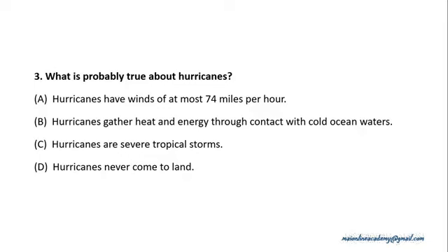Evaporation from the seawater increases their power. Hurricanes have winds at least 74 miles per hour. When they come onto land, the heavy rain, strong winds, and heavy waves can damage buildings, trees, and cars. What is probably true about hurricanes?